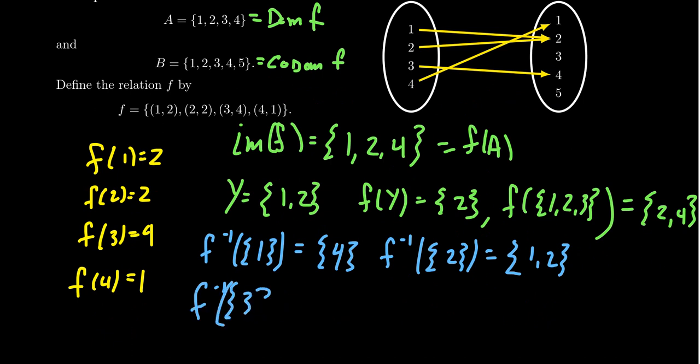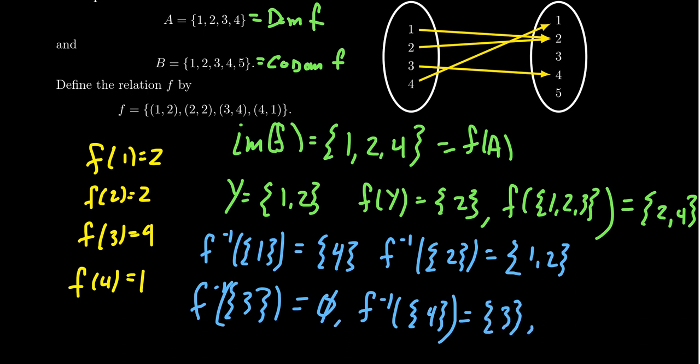Well, it turns out that with regard to this function, nothing maps to 3, so the pre-image in that case is the empty set. What are the things that map to 4? Well, this is going to be just 3 in this situation. And then lastly, what are the things that map to 5? This is also an empty set. Nothing maps to 5. And so these will be the pre-images of singletons.